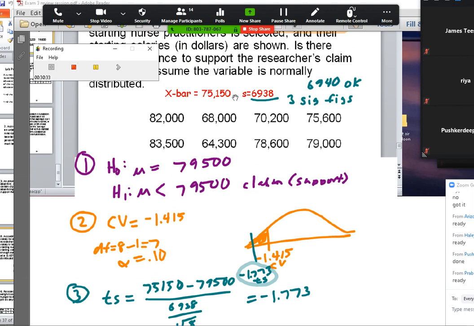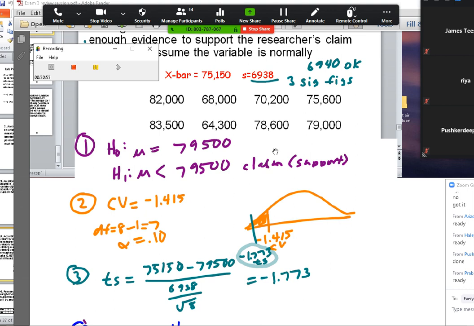So when you typed it in, you should have gotten an X bar of 75,150 and an S of 6938 when you round it off. You need to have at least 3 sig figs, so if you round it to 6940, that'd be okay. I went ahead and did 4. That's fine. If you did more, that's okay too.